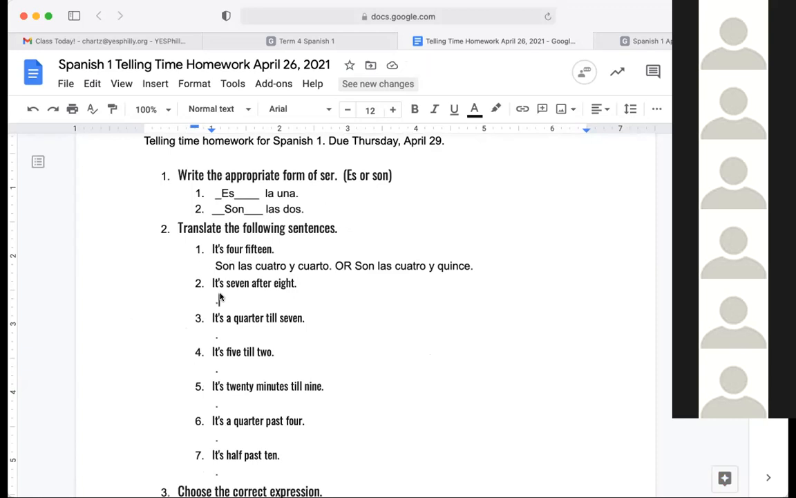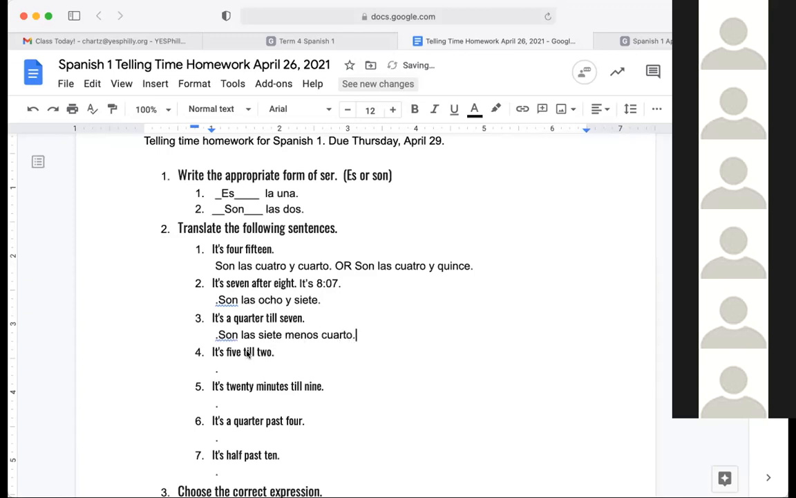We went over the first one together last class. So let's do number 2, where it says it's 7 after 8. How are we going to say that? Son las ocho siete. For number three, we have it's a quarter until seven. How would we say that? Son las cuatro de siete, right? Something like that. It's okay. So let's see. It's a quarter till seven, so that means it's 6 minutes. Oh, son las siete menos cuatro.